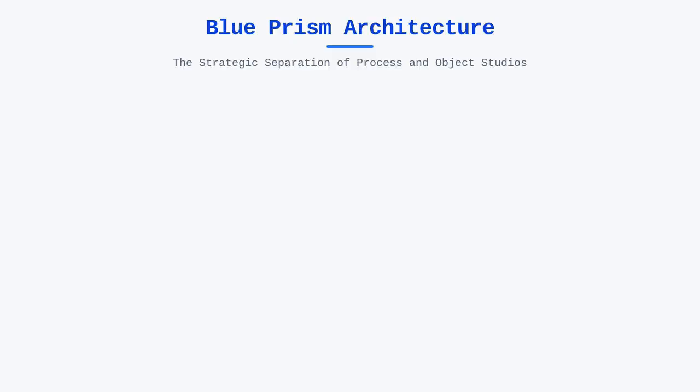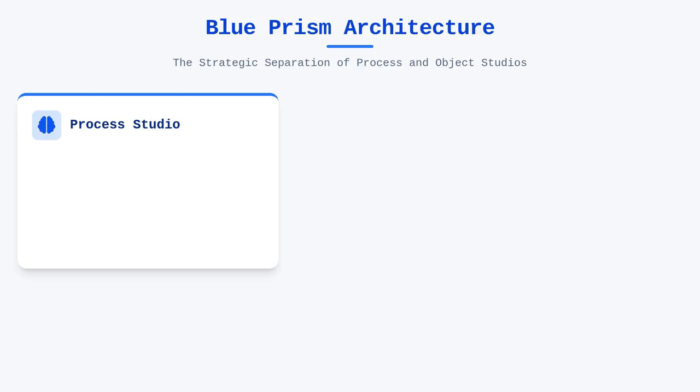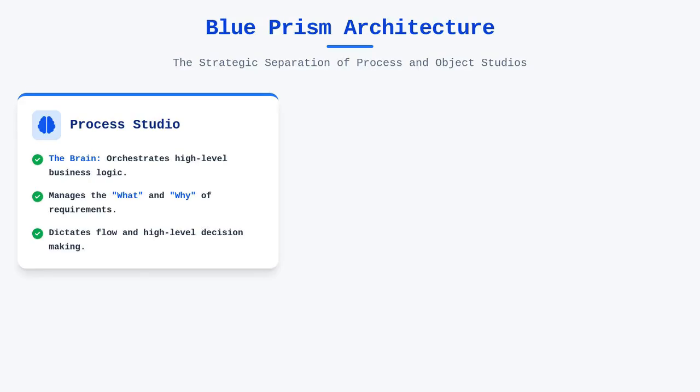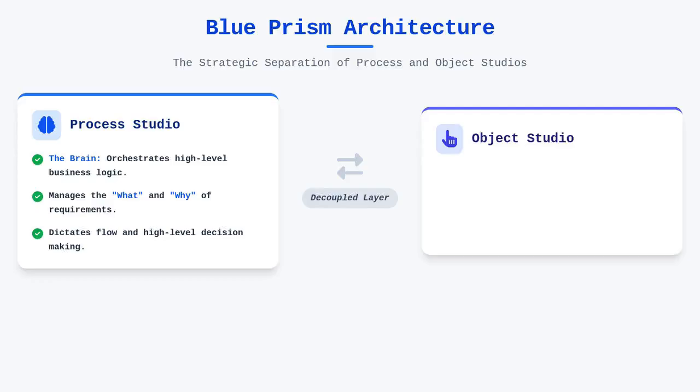In Blue Prism, the distinction between Process Studio and Object Studio is as vital as separating concerns in traditional software engineering. Process Studio acts as the orchestrator of your business logic, dictating the flow and decision-making high-level steps, while Object Studio serves as the interface layer that manages direct interaction with external target applications.